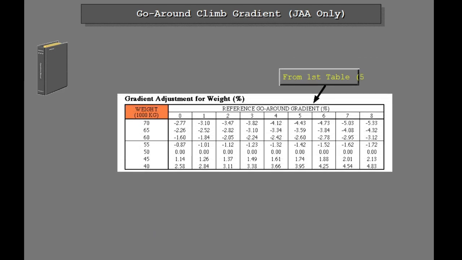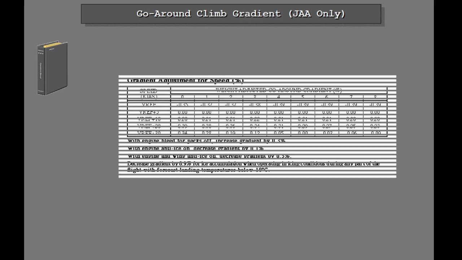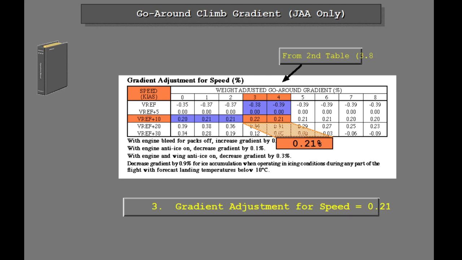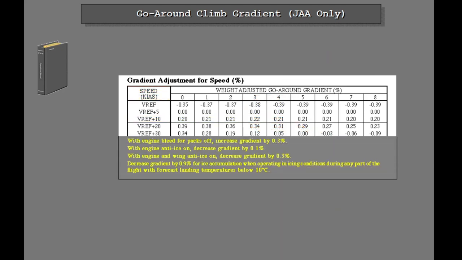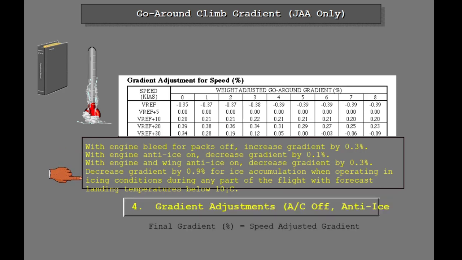The second table provides a gradient adjustment for weight. And the third table provides a gradient adjustment for speed based on the weight-adjusted gradient from the first and second tables. Finally, adjustments for air conditioning packs off, anti-ice on, and icing conditions are applied as appropriate to determine go-around climb gradient capability.